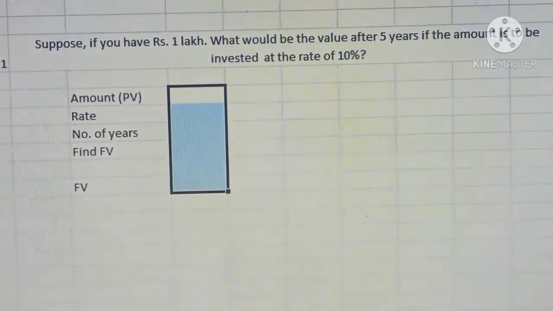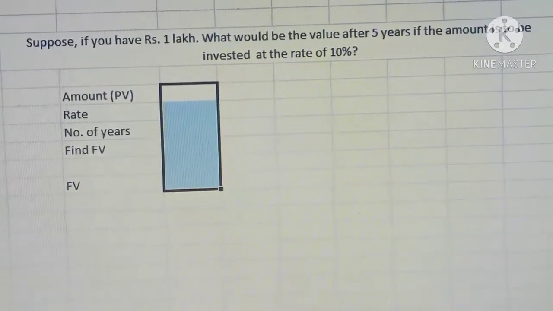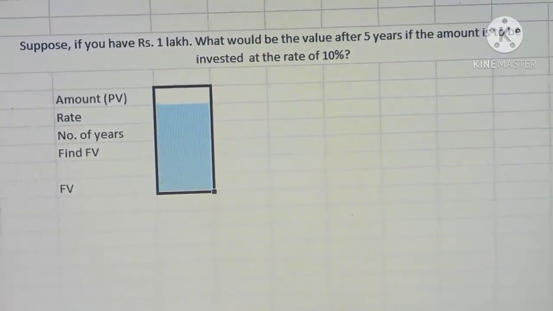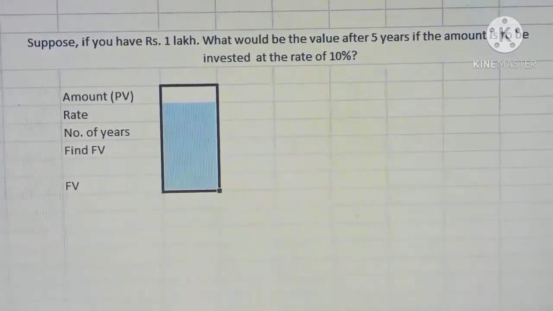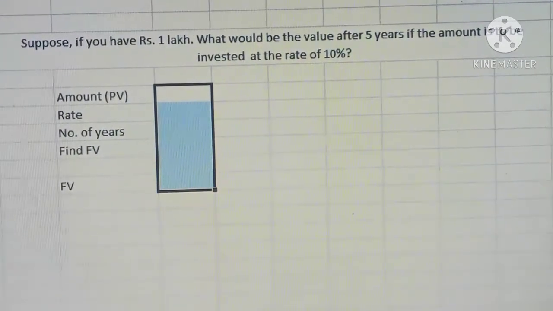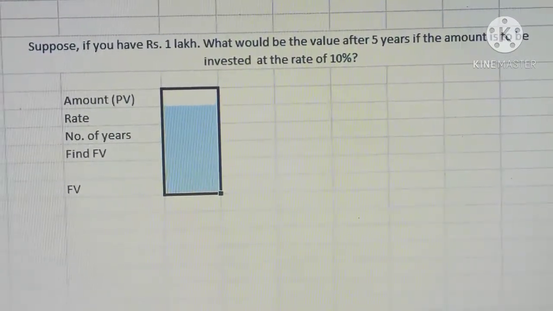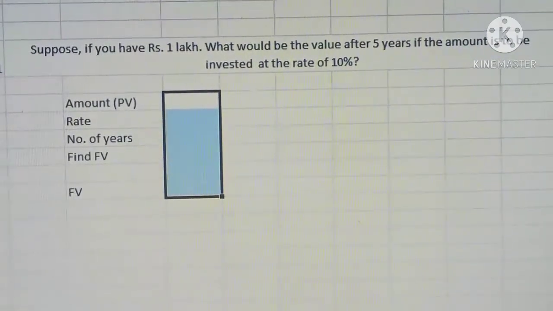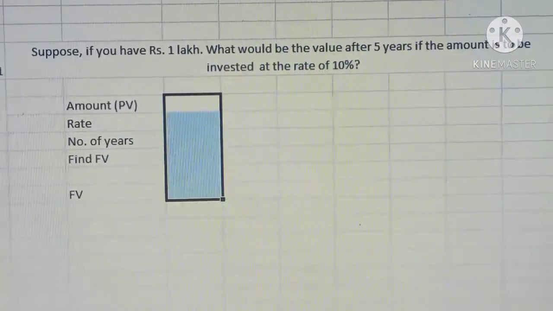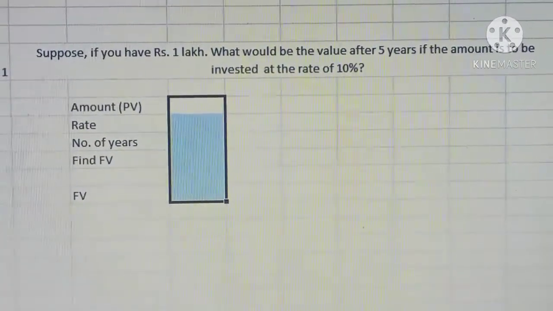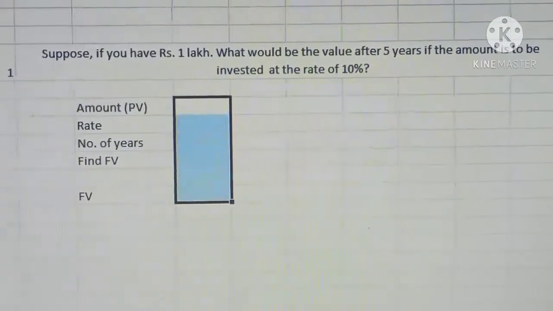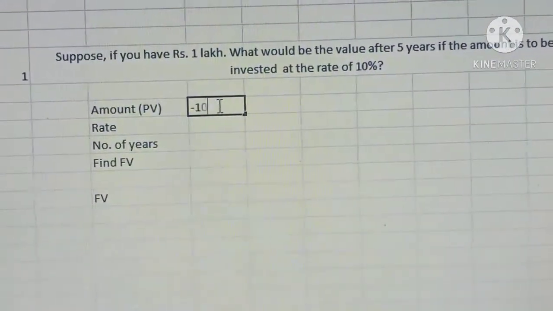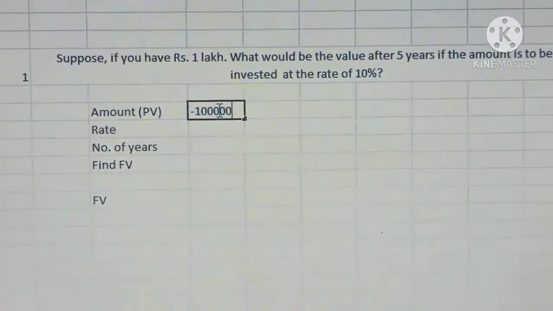Suppose you have rupees 1 lakh, what would be the value after 5 years if the amount is to be invested at the rate of 10%? Suppose right now you have rupees 1 lakh, you are going to invest right now for the period of 5 years at the rate of return of 10%. Then what will be the value after 5 years? That is your future value, and you have present value. So your present value is rupees 1 lakh. 1 lakh you are investing, so it is minus 1 lakh.